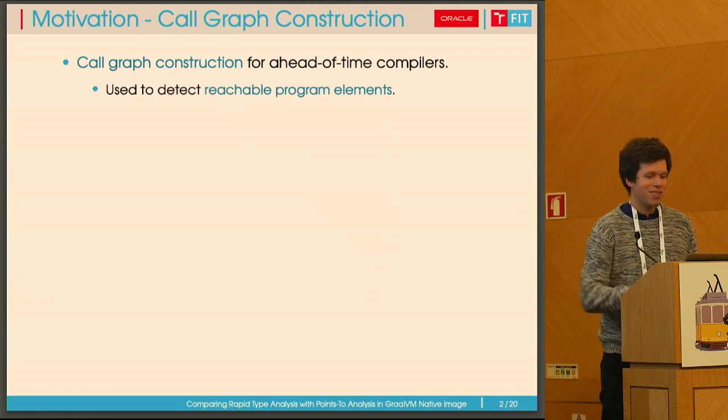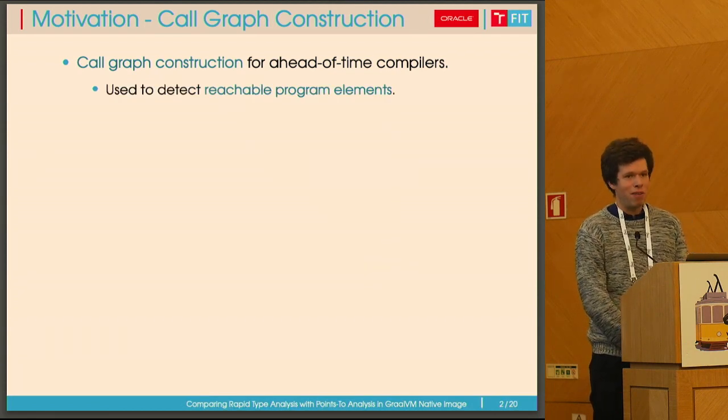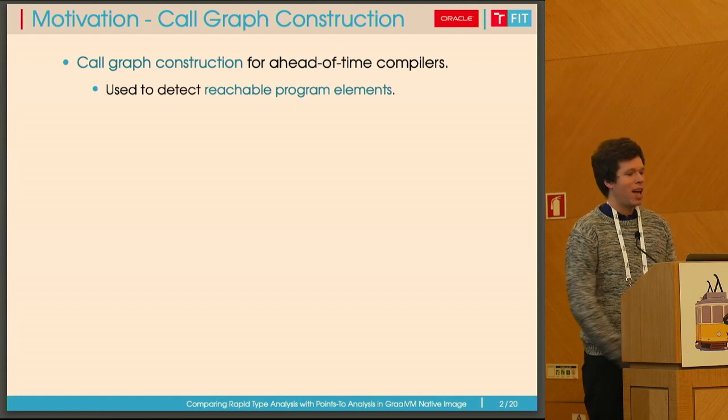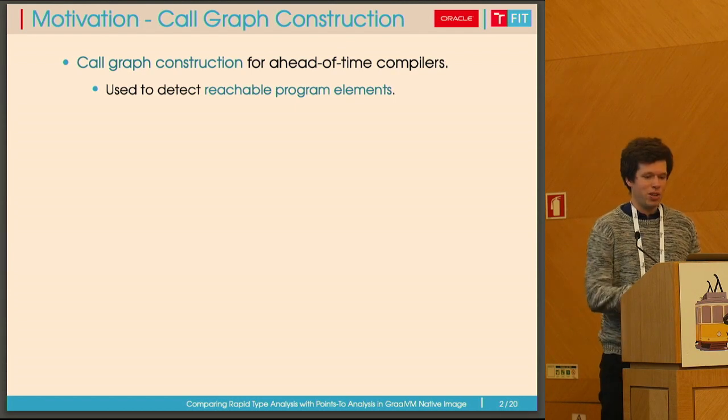In our paper, we focused on the problem of call graph construction for ahead-of-time compilers, which, among other use cases, is used to detect program elements that may be used on at least one path during the execution of the program and therefore have to be compiled and included in the binary. We call such elements reachable.